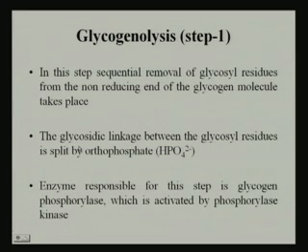Now, how does this glycogenolysis take place? In step 1, what is happening? The sequential removal of glycosyl residues from the non-reducing end of glycogen molecules takes place. The glycosidic linkages between the glycosyl residues are split by orthophosphoric acid, that means inorganic phosphate. Orthophosphate plays a significant role. The enzyme responsible for this step is glycogen phosphorylase, which is activated by phosphorylase kinase. This particular enzyme is very important as far as the breakdown of glycogen is concerned.